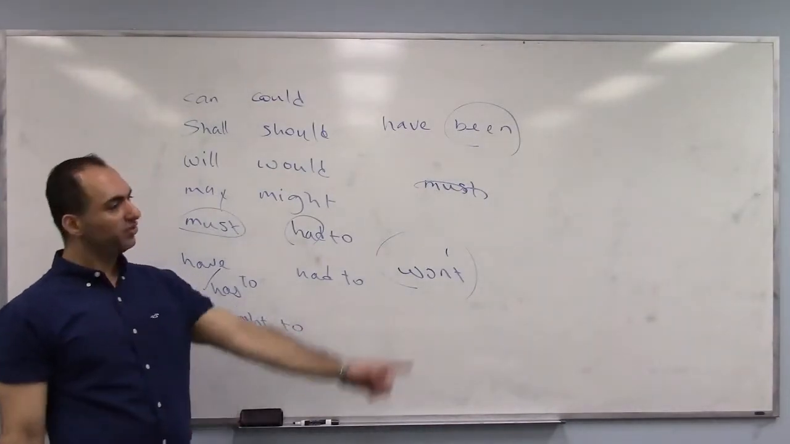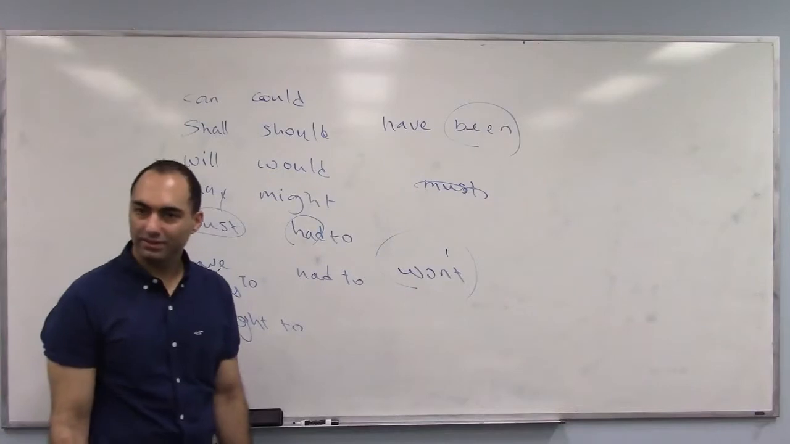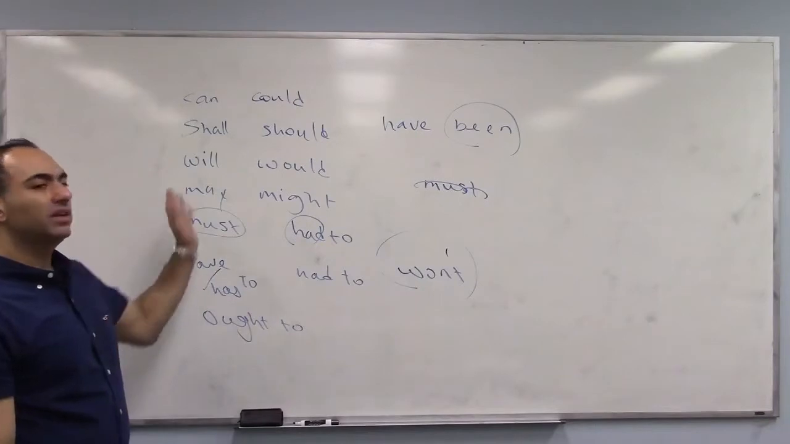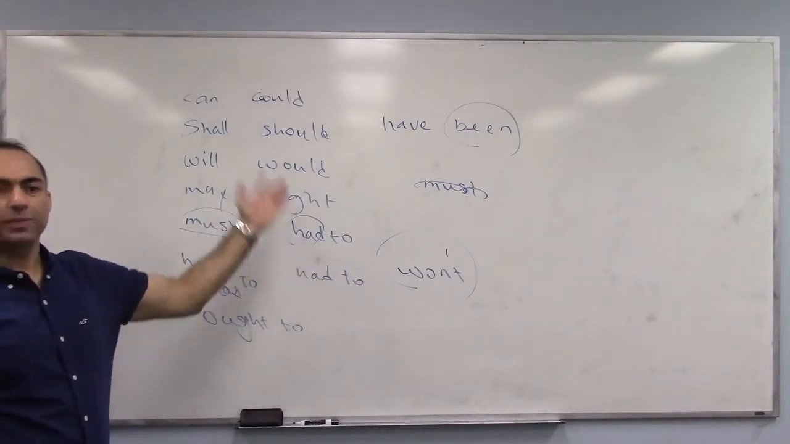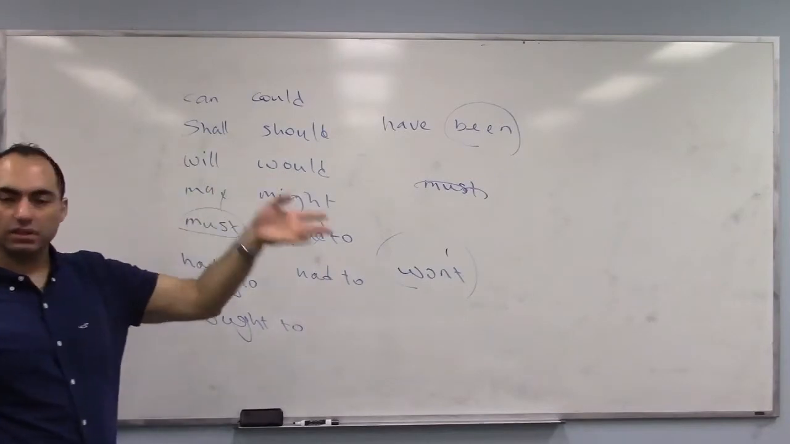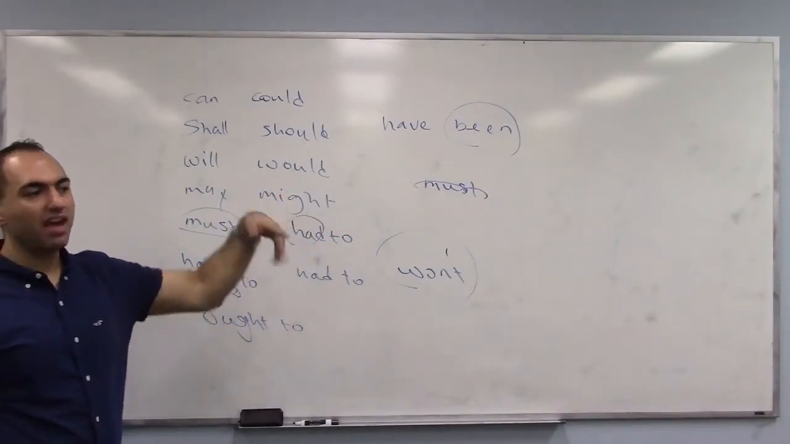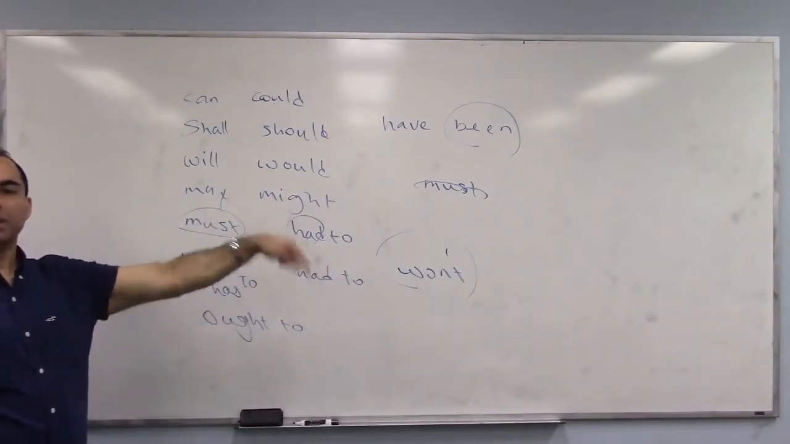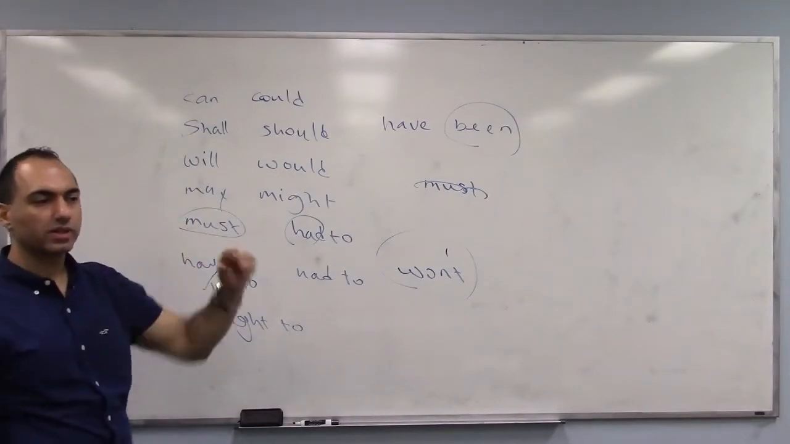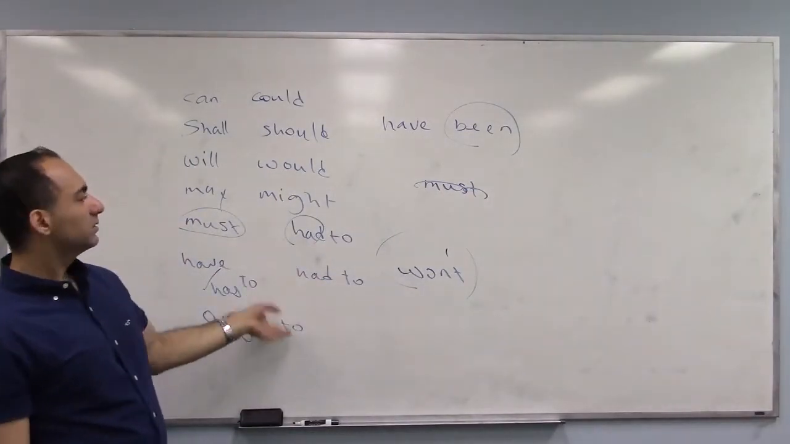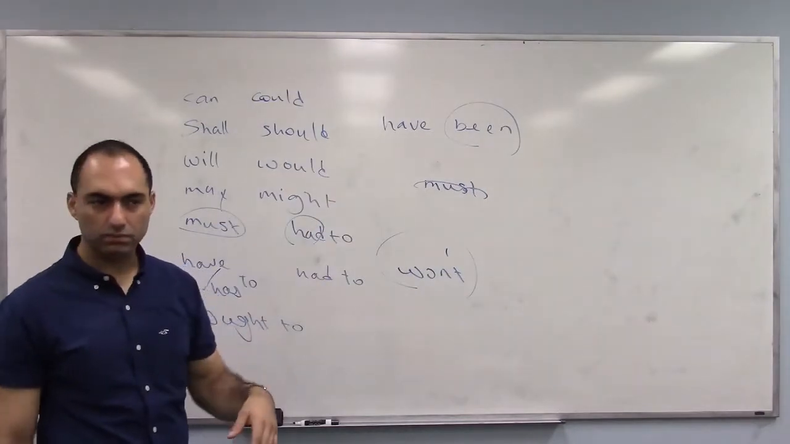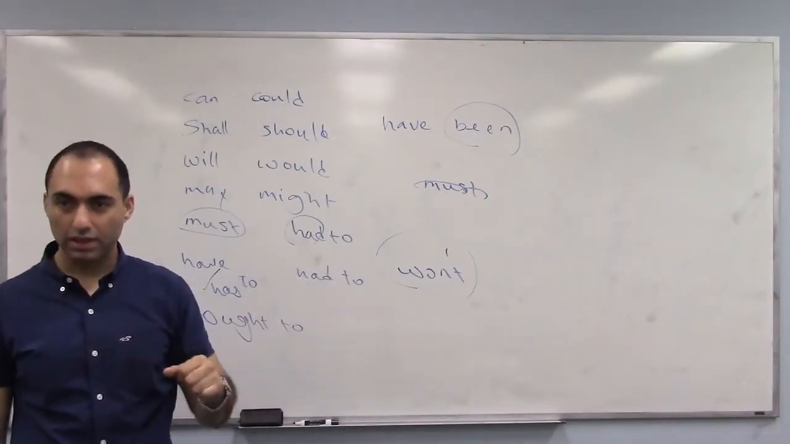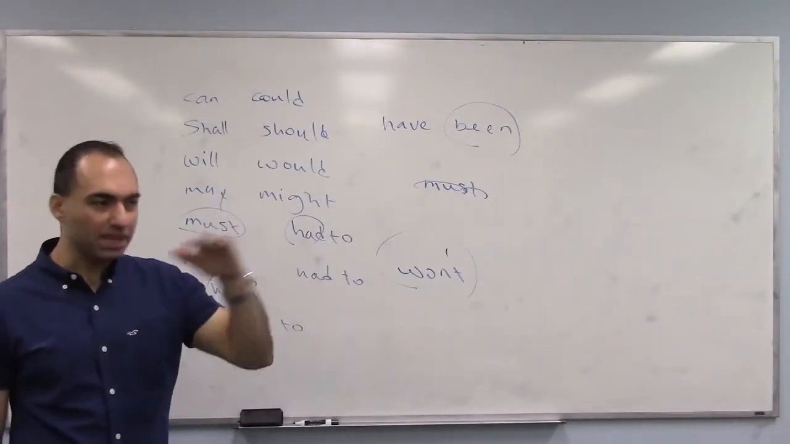I should have killed you. You should have been killed. I will have finished. The lesson will have been finished. May have killed her. She may have been killed. Must have been built. He must have built it 200 years ago. Someone must have built this house 200 years ago. The house must have been built. So must will have been built. And again, if it's continuous, then being. Perfect continuous, been being.